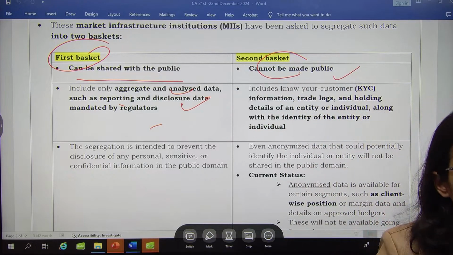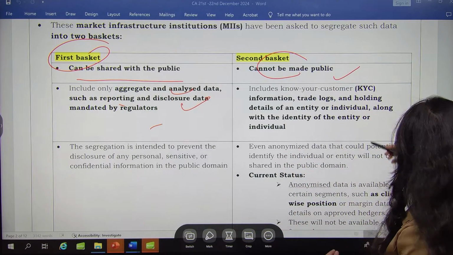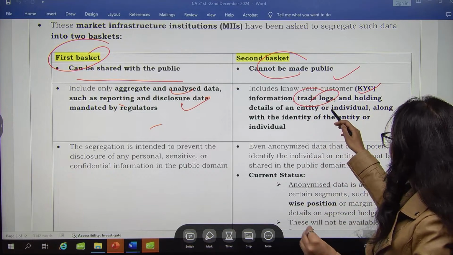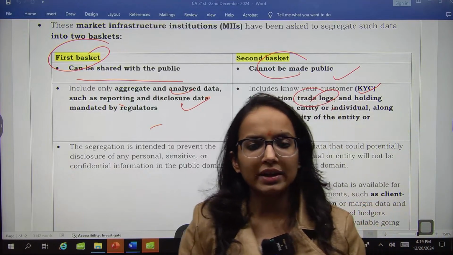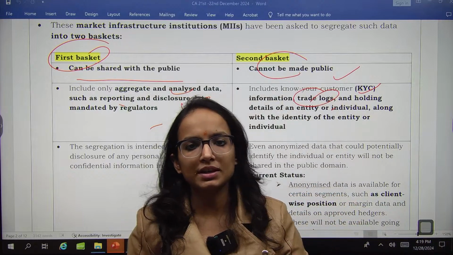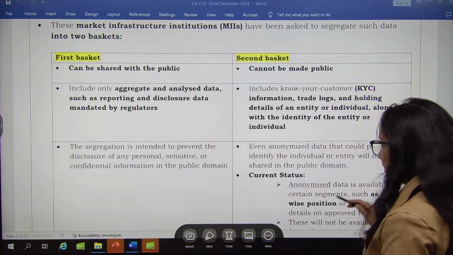It cannot be made public. Okay, remember this. So category 2 data will not be published for the public. Now this will have sensitive information, like KYC related information, trade logs, holding details of an entity or individual, how many shares you are holding, at what position you are holding, what are the risks involved. These are sensitive information. So they will be placed in basket 2. They will not be available for public sharing, right? I hope it is clear.